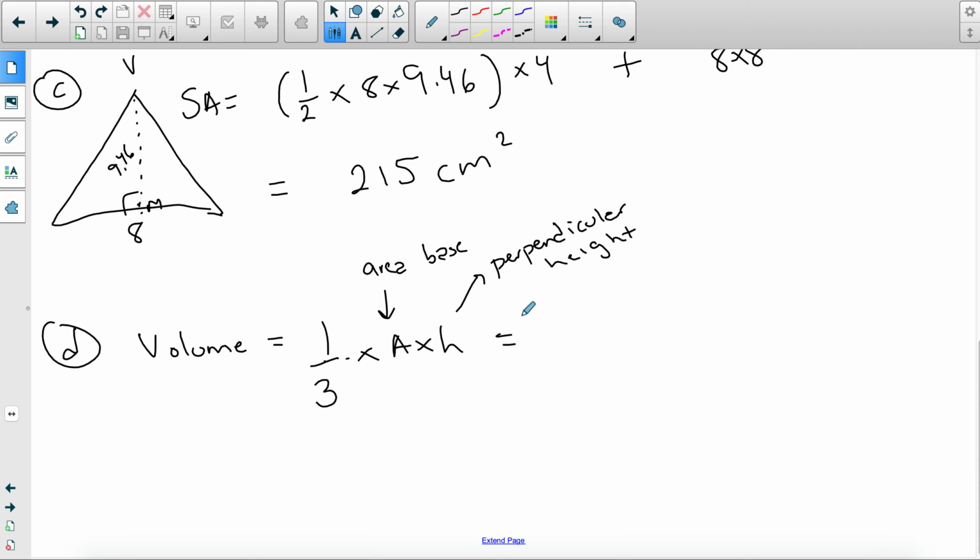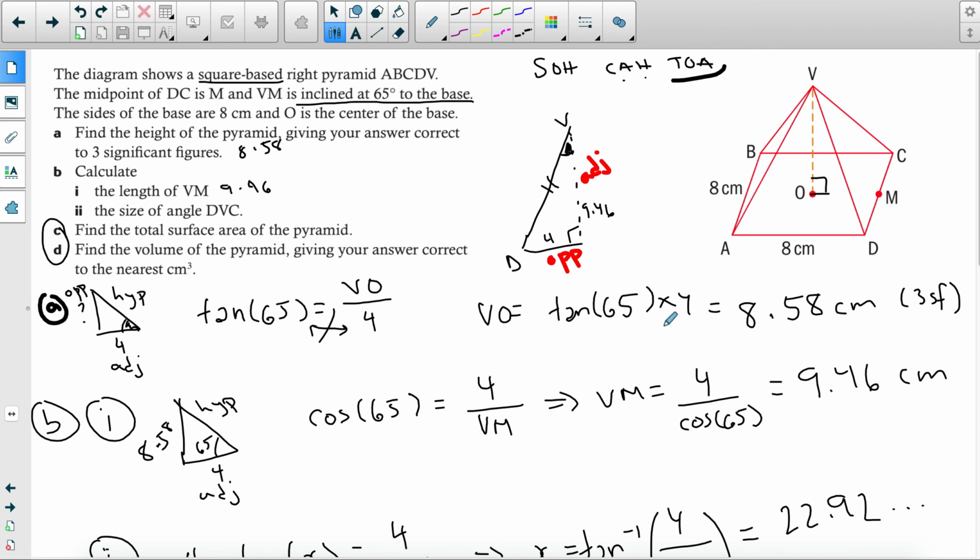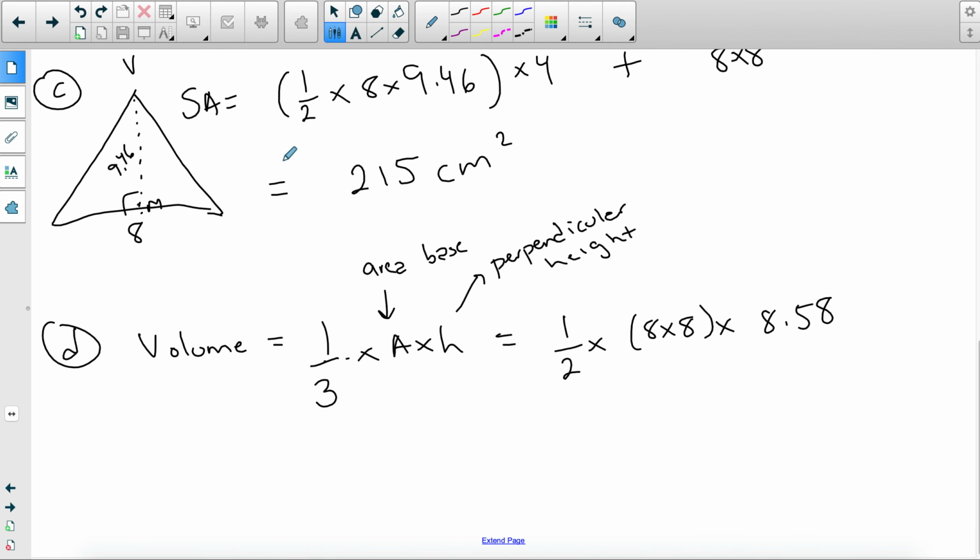It's a third times the area of the base times the height, so it's a third times the area of the base, which is 8 times 8, and the vertical perpendicular height, we found it already in part A as 8.58. Just put that in there, 8.58. And so the whole thing rounded to the nearest centimeter should give you 183 centimeters cubed. Hopefully this video was useful.